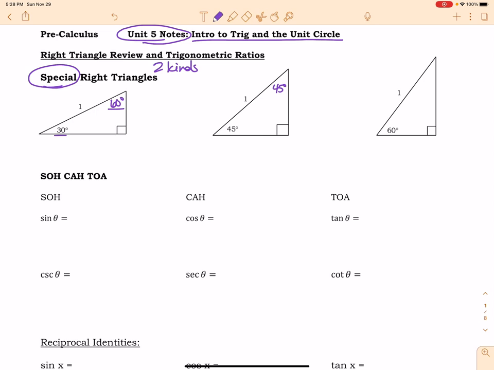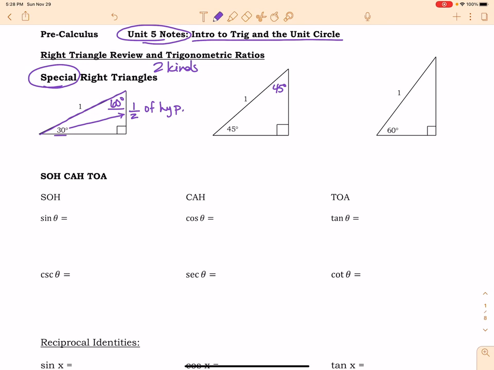For instance, if I'm looking at a 30-60 right triangle, and my hypotenuse measures 1, then the short side, which is across from the smallest angle, is going to be half of the hypotenuse all the time. So if your hypotenuse is 6, your short side is going to be 3. If your hypotenuse is 10, your short side is going to be 5, etc.